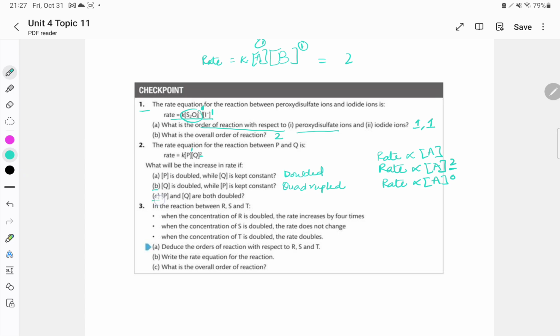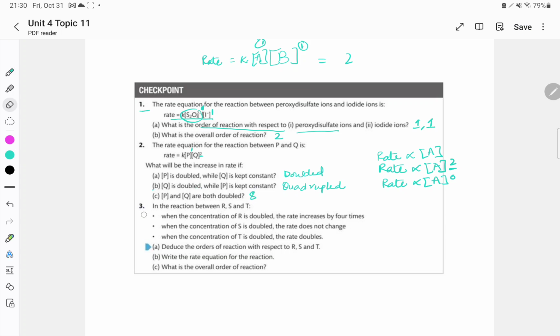Okay, talking about part C, it says P and Q are both doubled. If I double both P and Q, you know P is the first order and Q is second order. So how many times will it increase? If I double Q, it will be 4, right? And if I double P, it will be 2. So it will increase by a factor of 8.